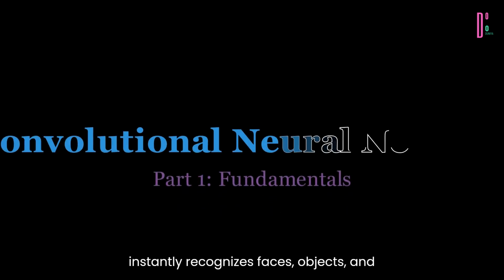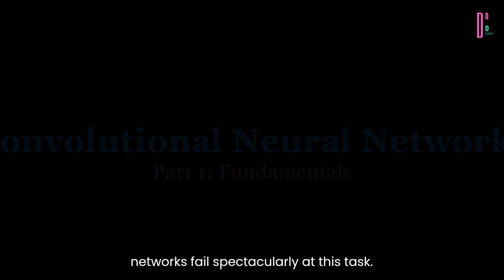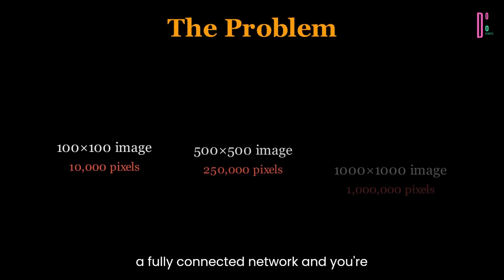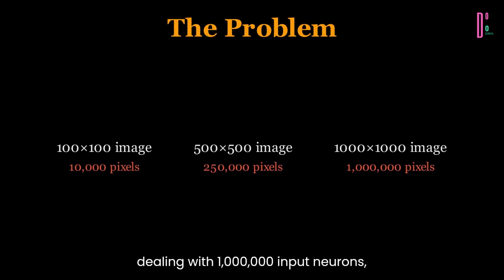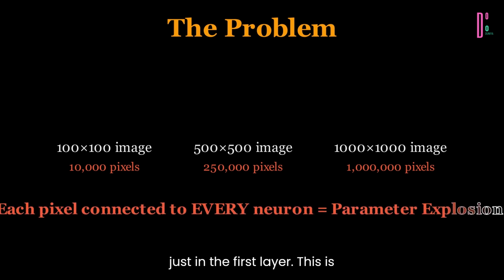When you look at a photo, your brain instantly recognizes faces, objects, and scenes. But how do we teach a computer to do the same? Traditional neural networks fail spectacularly at this task. Feed a 1000 by 1000 pixel image into a fully connected network, and you're dealing with 1 million input neurons, each connected to every neuron in the next layer. That's billions of parameters just in the first layer.